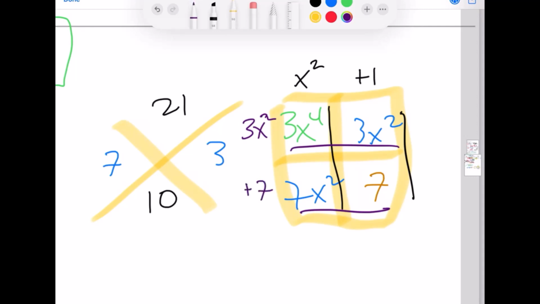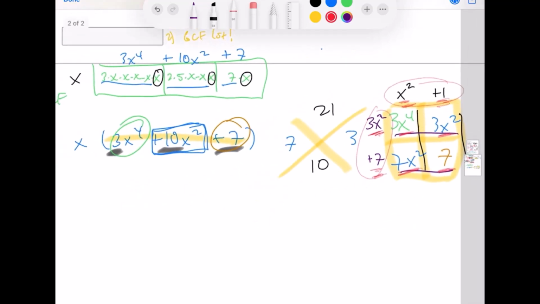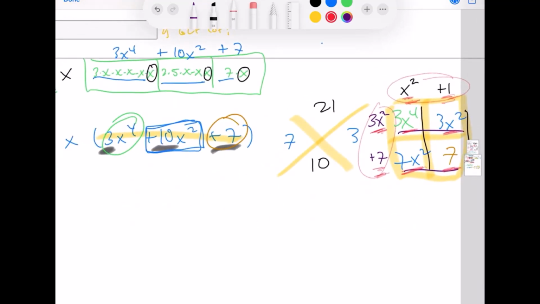Let's double check our answers, seeing if we can just multiply it. X squared times 3x squared gives me 3x to the 4th. 1 times 3x squared gives me 3x squared. X squared times 7 gives you 7x squared, and 7 times 1 gives you 7. So, okay, pay attention. I just highlighted those in red, so let's write those out.